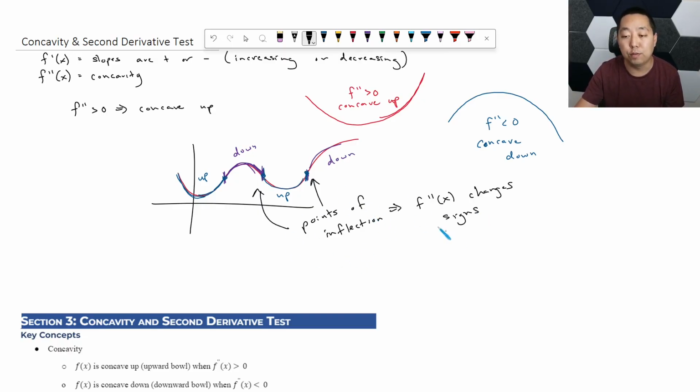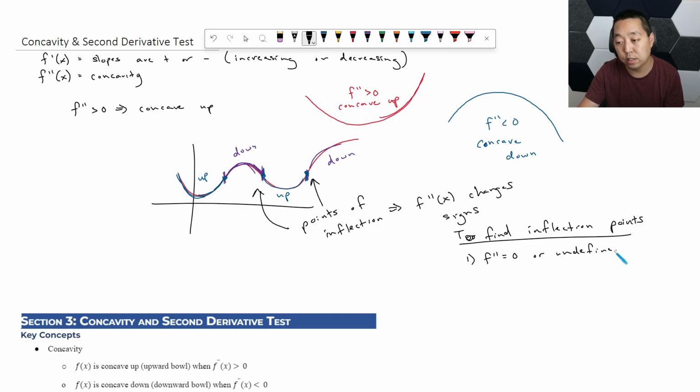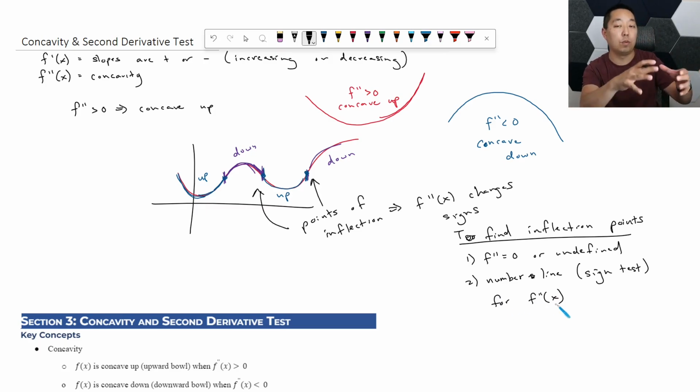Okay, so to find points of inflection, or inflection points, what we do is we set the second derivative equal to 0 or undefined. And then we create a number line, like we do for the first derivative test. This is sometimes called a sign test. Sign test for the second derivative of x. Almost identical to the way we would run the first derivative test. This is how we're going to find inflection points. So it's basically where the concavity changes.